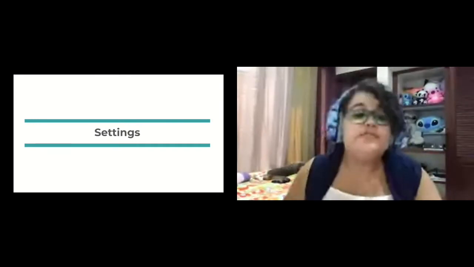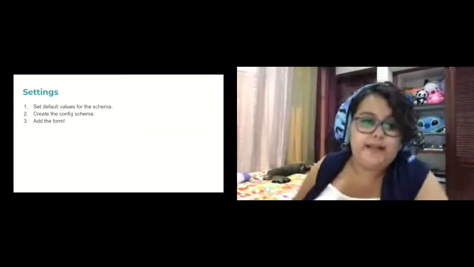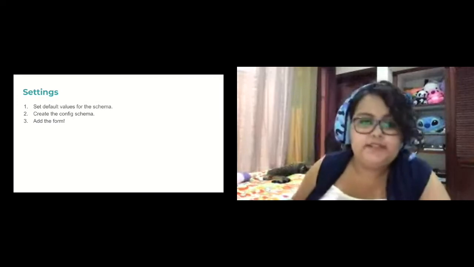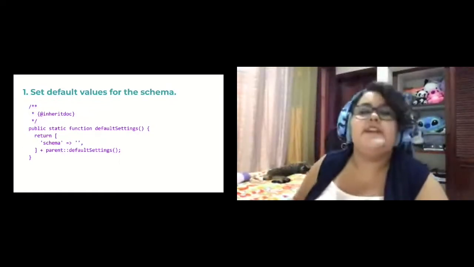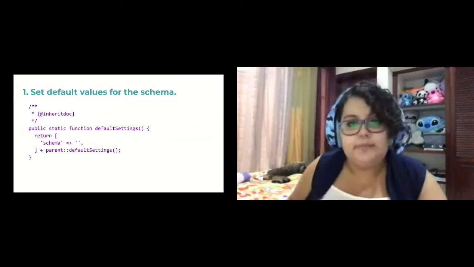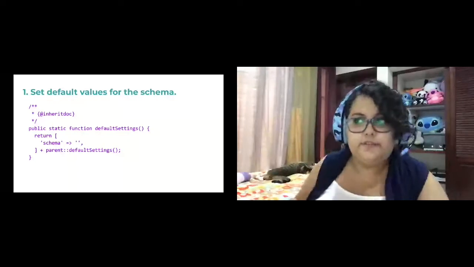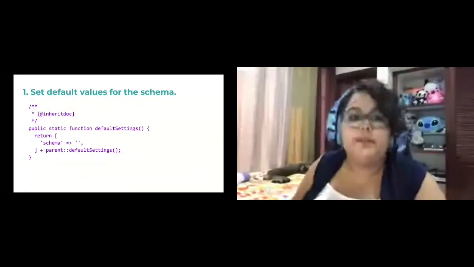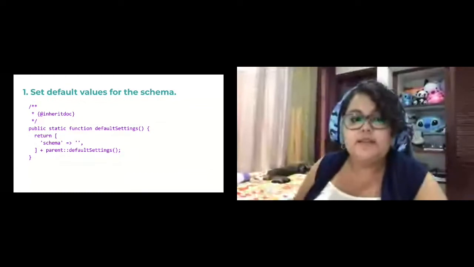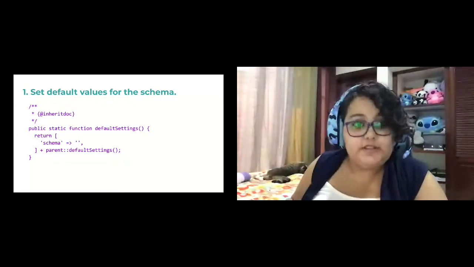And what do we need to do? There are three things. First, we need to set the default values for the schema, then actually create the config schema, and finally add the form. So for setting default values, it is just a matter of implementing the default settings method. And here we just need to return the name of the properties or the configurations we need to have. In my case, it was just something called schema. And also return this thing with the parent default settings. Why is this? Just because if you are extending another widget that has already some settings and you need to append other settings, then this is the best way to have both things there and not miss what the parent class gives you. So that's one thing.